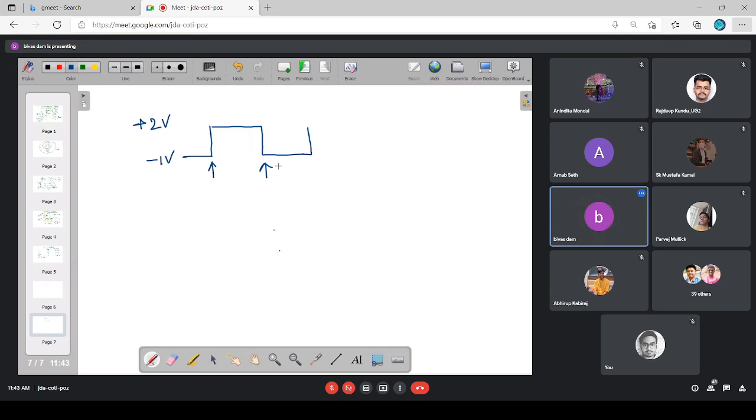But every practical amplifier has a certain limitation. Every amplifier or every operational amplifier will have a certain finite slew rate. What do I mean by slew rate? Slew rate is the maximum allowed dV0/dt.